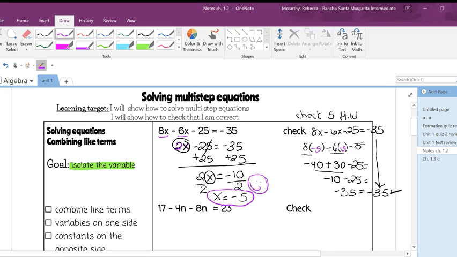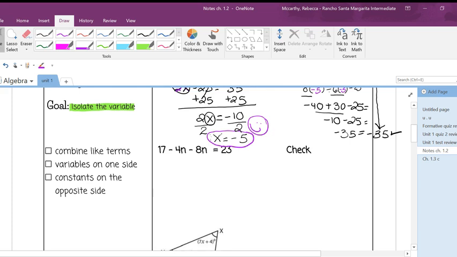Okay, next one. Here I have, again, I'm going to combine like terms. So I know I could combine this and this. And I have 17 minus 12n equals 23. Now I'm going to line up my equal sign. I use that dotted line just as a gauge. That is no longer required. Circle my variable. And that 17 is positive, so I'm going to subtract 17 to make that a 0.